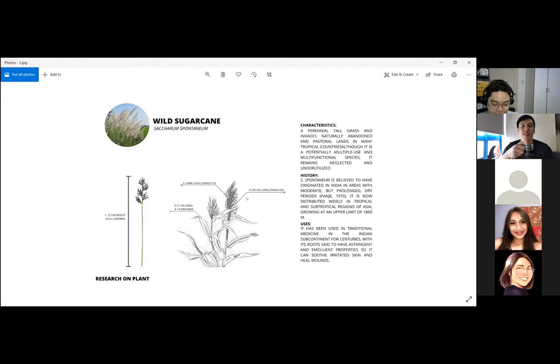Tapos, dun po sa uses niya, sa Indian subcontinent, ginagamit po siya as medicine. Then, yung roots po ng wild sugar cane is for soothing irritated skin and heal wounds. Then, may na-search din po ako sa Google na dito po sa Pinas, ginagamit din po siya as panggawa ng walis. Yung makating part sa halaman, ginagawa po siyang walis din.